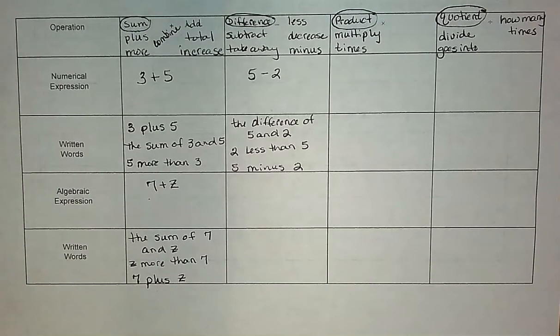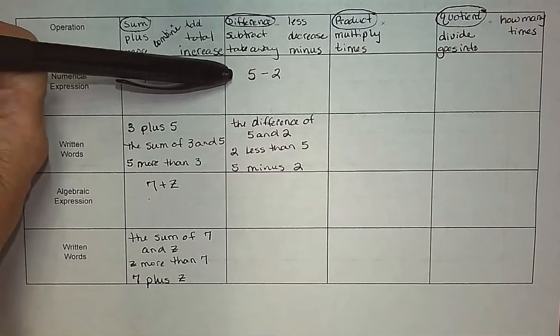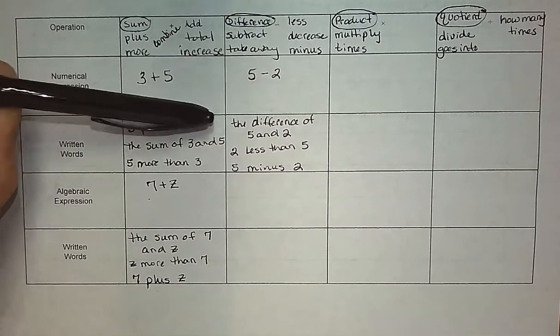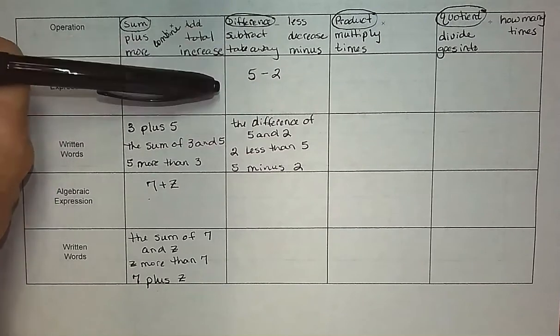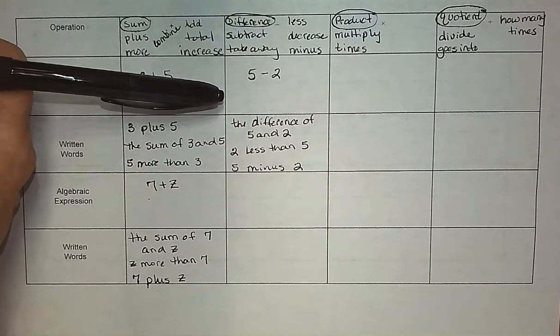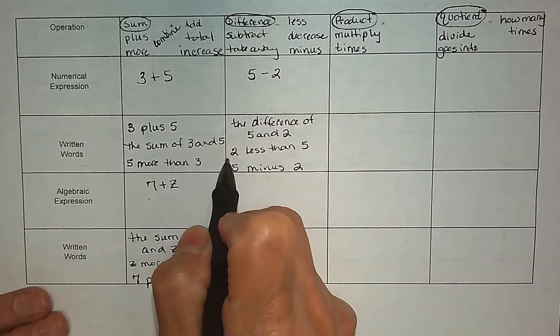All right, let's look at our subtraction here. So I've got a problem, 5 minus 2. And some possible ways to translate that to English would be the difference of 5 and 2, because difference is the answer to a subtraction problem, or 2 less than 5. Look at this one very closely.